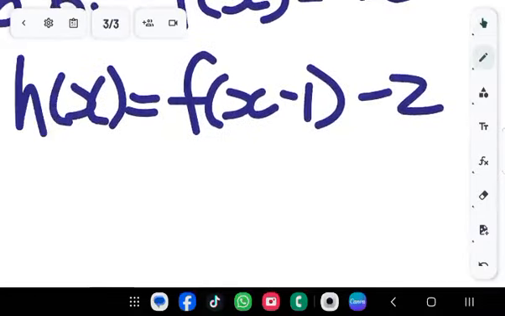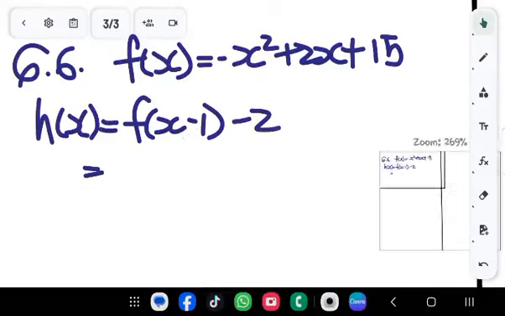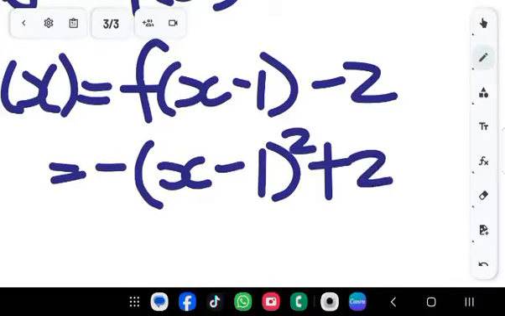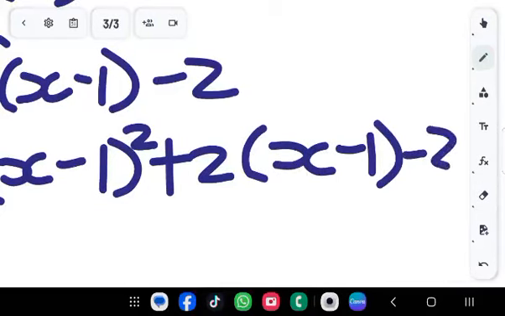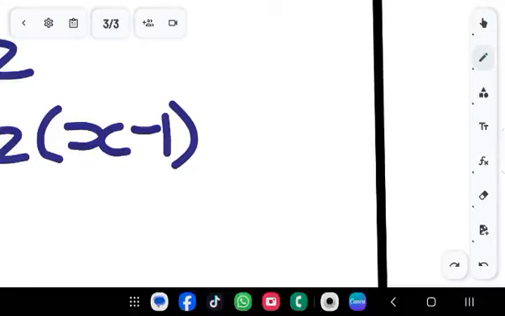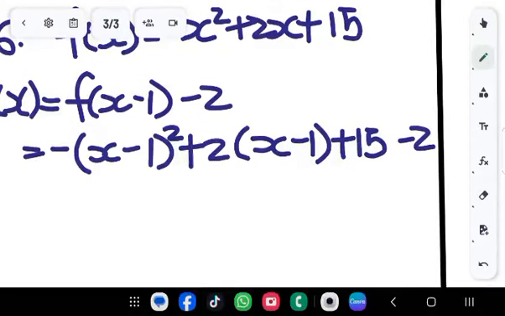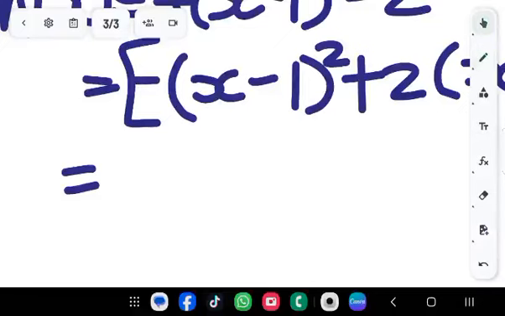It looks difficult, but it's actually very easy. So basically, on f of x, wherever there is x, you substitute that with x minus 1. So minus x squared will be minus in bracket x minus 1 all squared. Wherever there is x, you put x minus 1. That's how you substitute that. Don't forget the plus 15, and then minus 2. This is your f of x minus 1, and then the minus 2 side. You've got to be careful when you substitute, because that's where you can make a lot of mistakes.